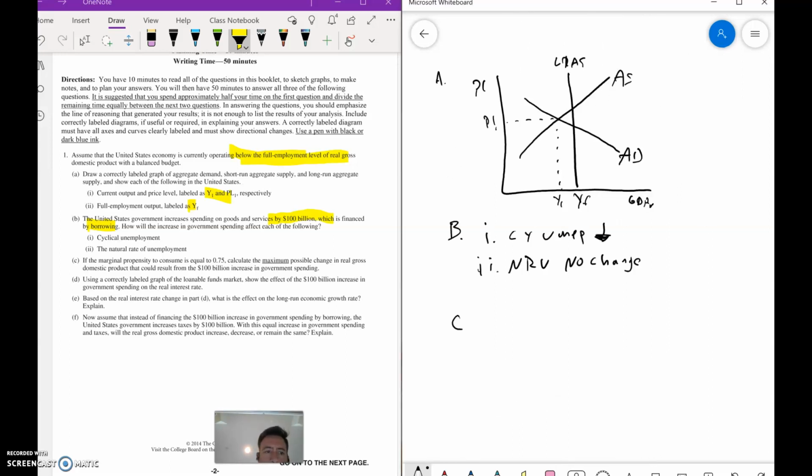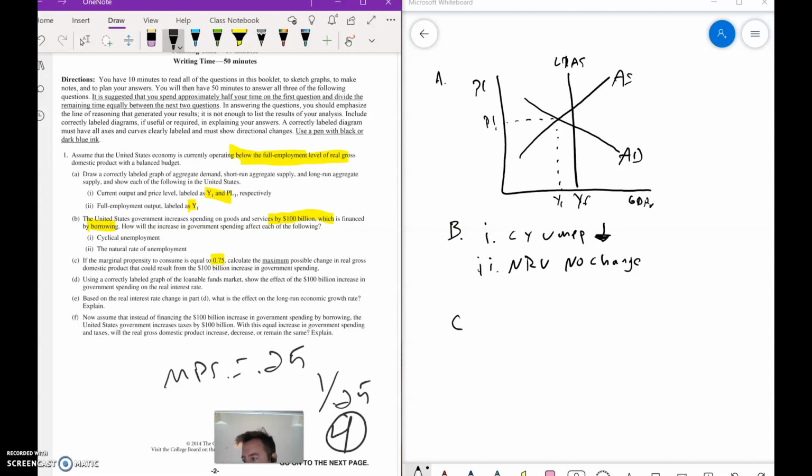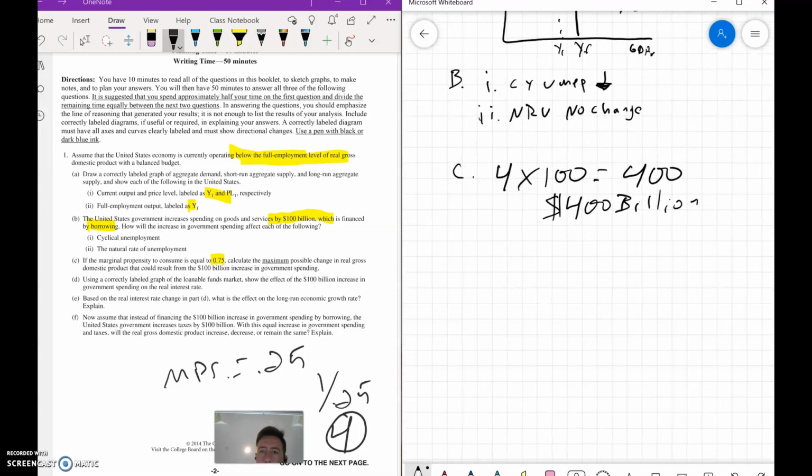Let's look at C. At C, it tells us that MPC is 0.75, maximum possible change real GDP based on the $100 billion. Well, if MPC is 0.75, that means that we know MPS is 0.25, and we solve for our multiplier by going 1 over 0.25, which gives us a multiplier of 4. So now we come over here with our multiplier of 4, and we have 4 times 100 billion equals 400 billion. And so we know our total change is 400 billion. That's your answer for C.